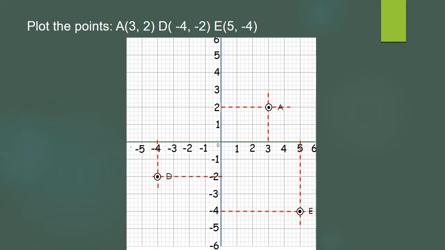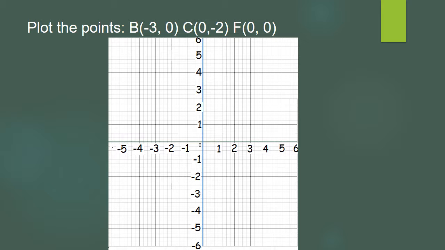Now we will plot some more points. The points given are (minus 3, 0), (0, minus 2), and (0, 0). Now what we observe here is that in all the points, at least one of the coordinates is 0. Yesterday we saw that whenever the point is on an axis, one of its coordinates is 0. When the point is on the x-axis, its y coordinate is 0, and when the point is on the y-axis, its x coordinate is 0.